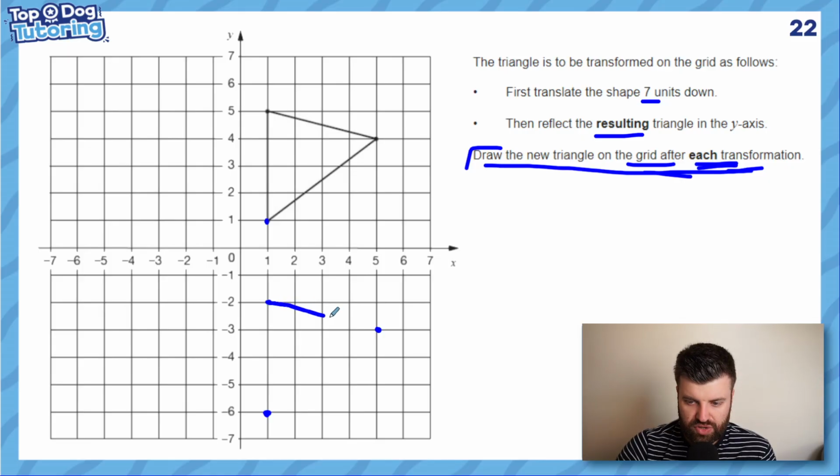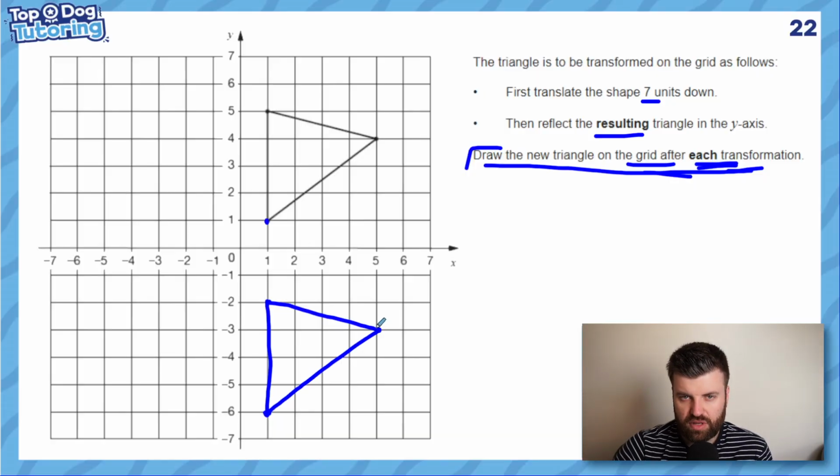You need to draw this triangle in to get a mark. Okay. You cannot just go to the next transformation. You have to draw this in first. Cool. Secured. Got the first bit. I'm even going to tick it.